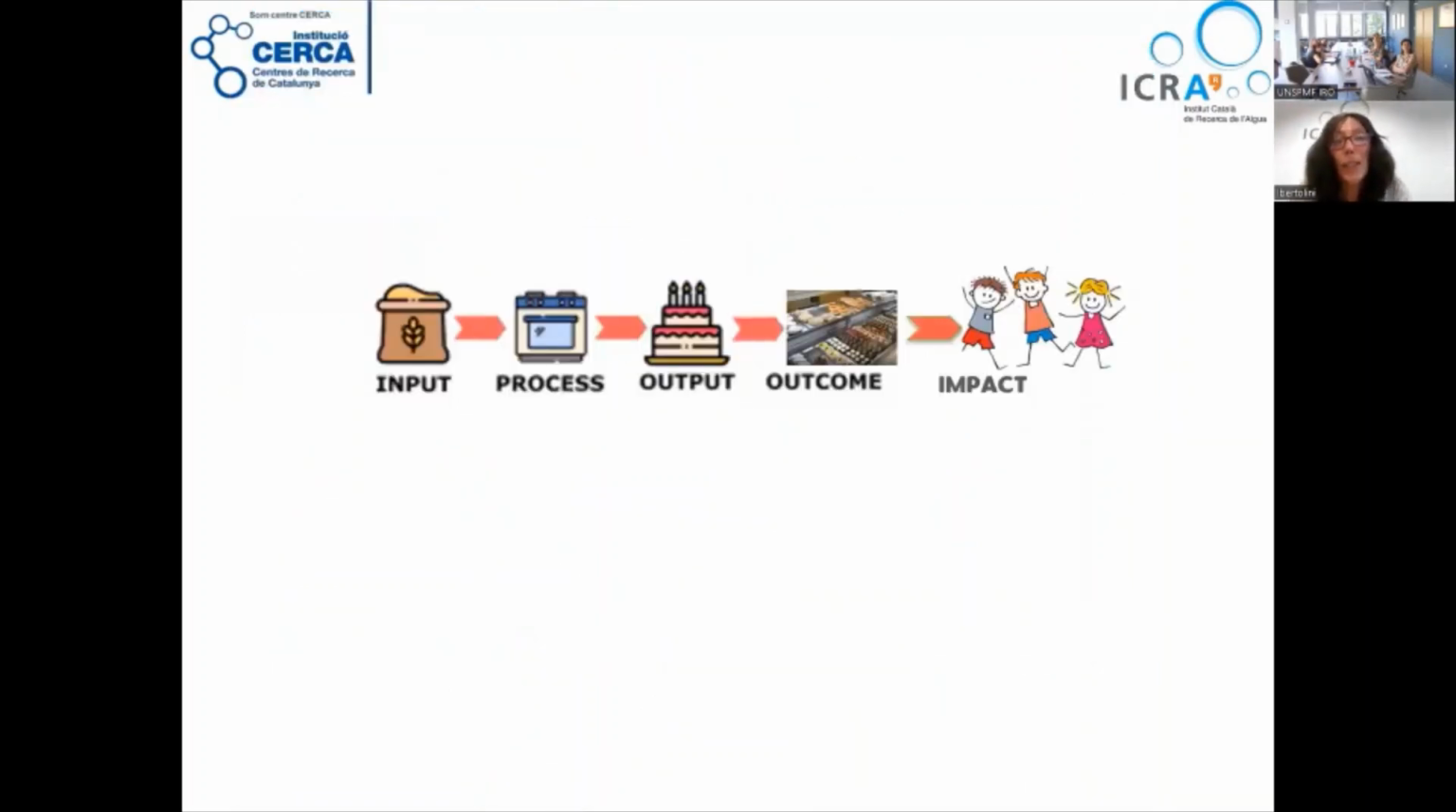Okay, so here is just a very simple example, to make you understand a little bit better the whole chain. So the input here is flour, the process is to bake a cake, the output is the cake. The outcome is when the lead users intervene and bring the output, the cake, to the shop, available for everybody, and the impact is the happiness of the children that eat the cake. So this is just to make it a little bit simpler.